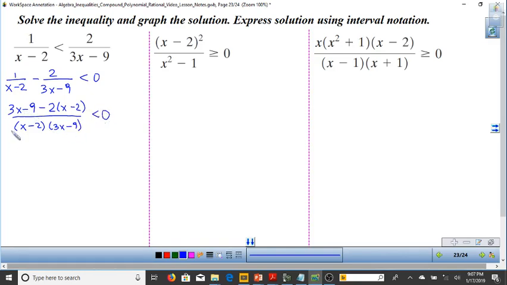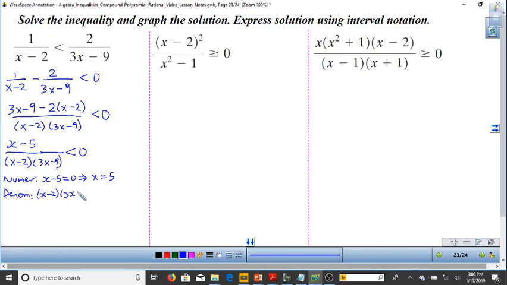Solving this, we get 3x minus 2x is x, negative 9 plus 4 is negative 5, and we end up on the denominator with x minus 2 times 3x minus 9. So we're less than 0. So my numerator marker is x minus 5, which gives me 5. And my denominator markers are x minus 2 times 3x minus 9.